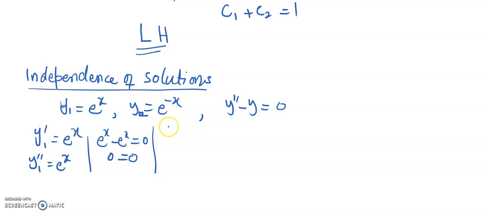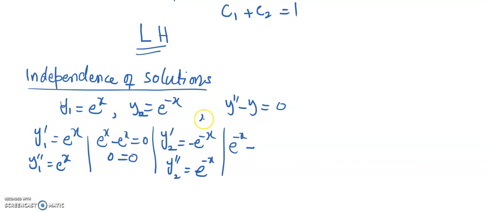The second solution is y2, y2 prime is minus e power minus x, and y2 double prime is e power minus x. So it will be e power minus x minus e power minus x, 0 is equal to 0. So since here we can see that these two solutions are the solutions of this differential equation, and this differential equation is homogeneous and linear.